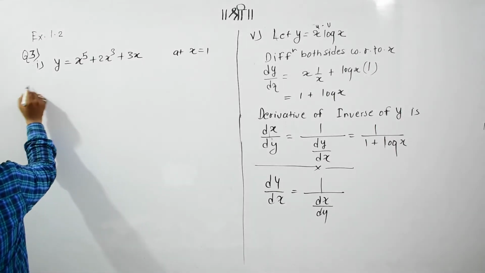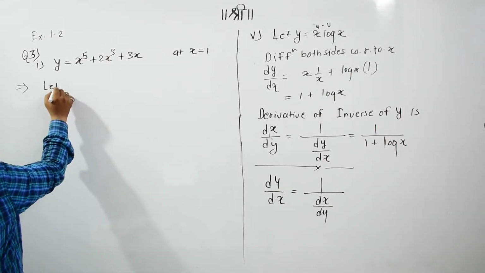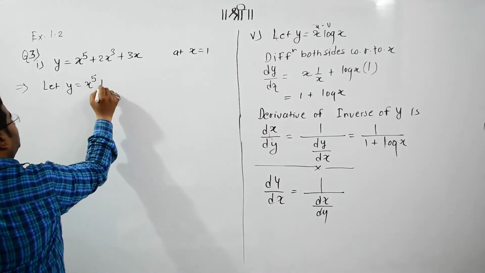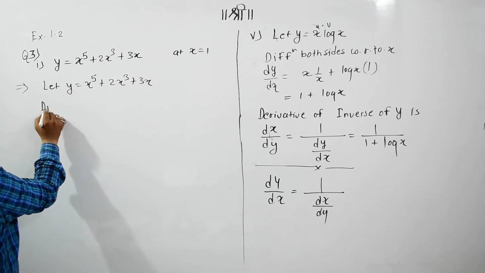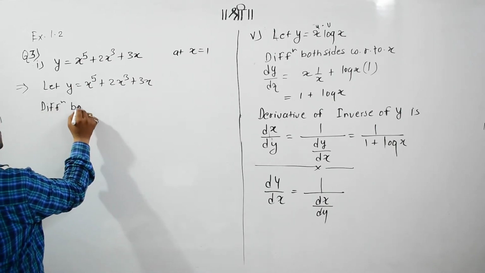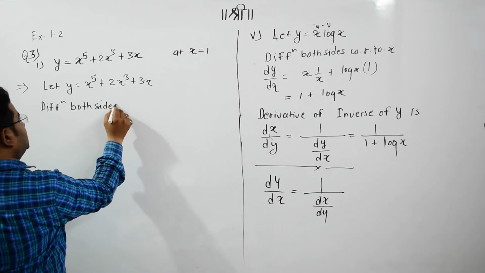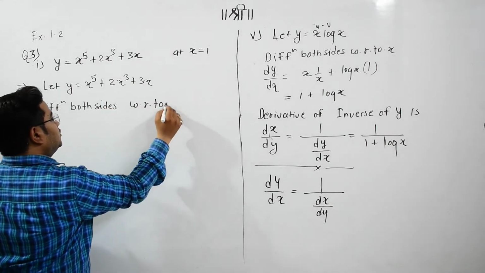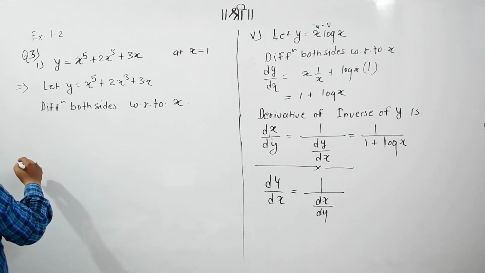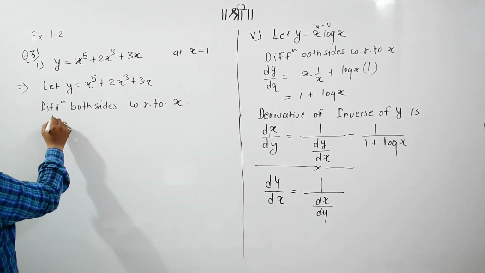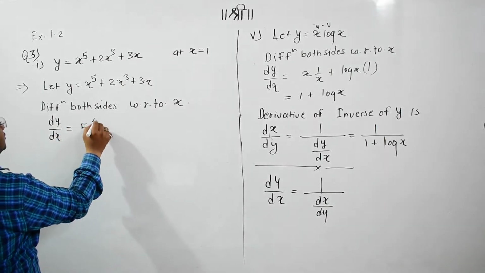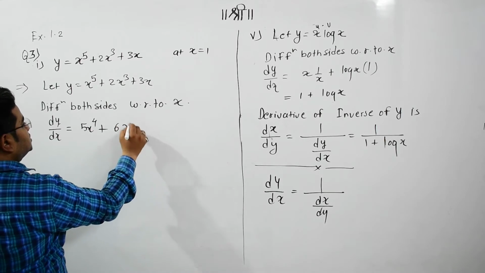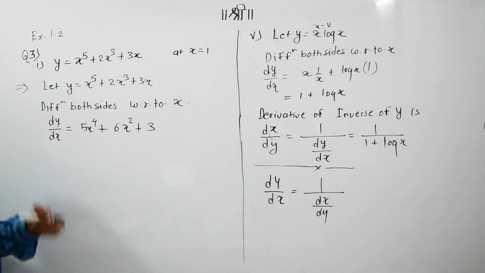Now the solution comes here. Let y is equal to x raised to 5 plus 2x cube plus 3x. Now differentiating both sides with respect to x. Now the most important thing is done. Next step, dy upon dx is equal to, anybody can answer it. So 5x raised to 4 plus 6x square plus 3. That's the derivative.